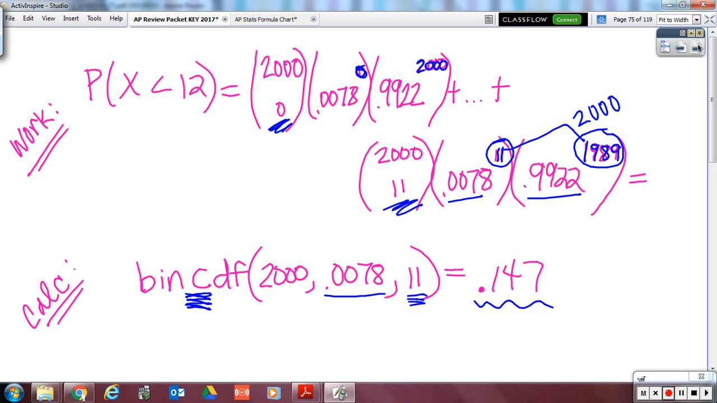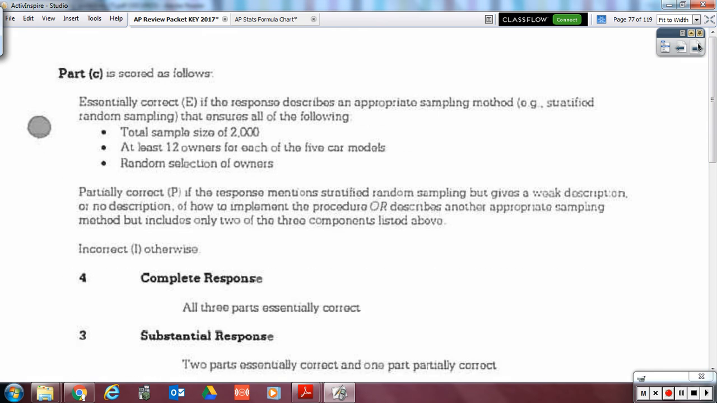So let's see what they required of you to say. Essentially correct if the response describes an appropriate sampling method and ensures that you will have a total sample of 2,000, that at least 12 owners for each type will be achieved, and that they are randomly selected. So I put them in a bag, I shook well. So if you did all three of those things, you get E. If you just have one or two of those things, you get a P, and if you only have one of those things, you get an I.